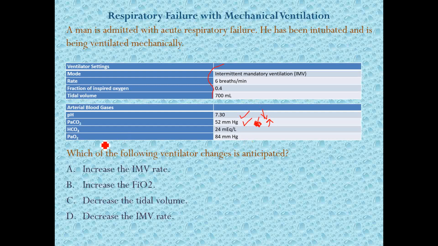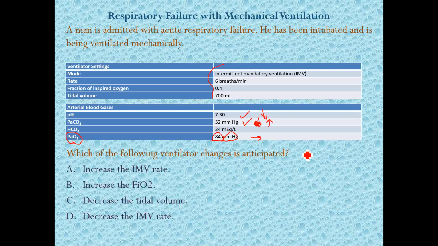Now again, recall that PaO2 normal is 80 to 100, and students always, every semester, look at this 84 and think that it's 84%. It's not. It's millimeters of mercury. That is the PaO2, and that is completely normal. So the oxygenation status is okay. What's wrong with the patient is that they are acidotic because of CO2 retention.